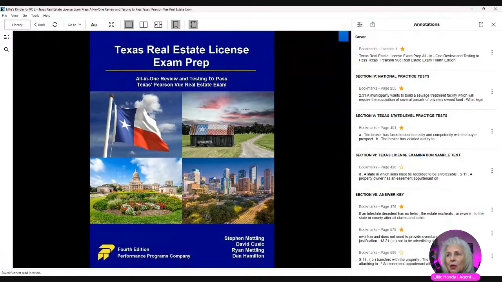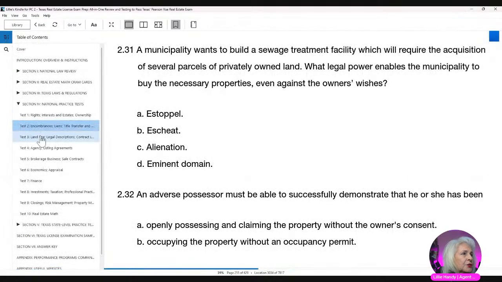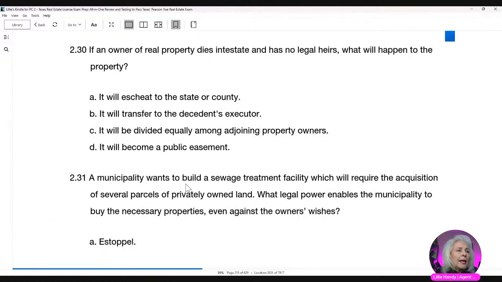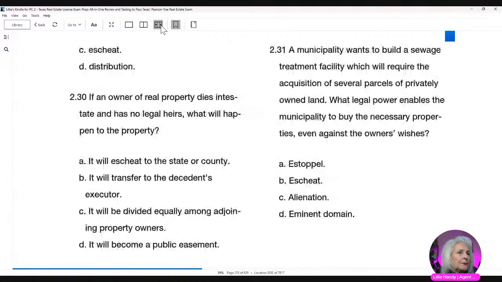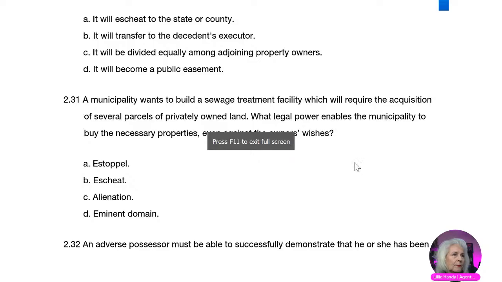We're continuing from a video that I did last year, and we're starting with question 231. This is on chapter 2 of national, which has to do with encumbrances, liens, title transfers, and recording leases. During this, I'll be adjusting the screen in order to fit the whole question on the screen.